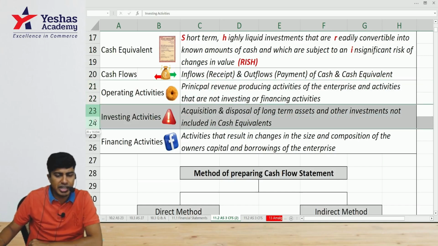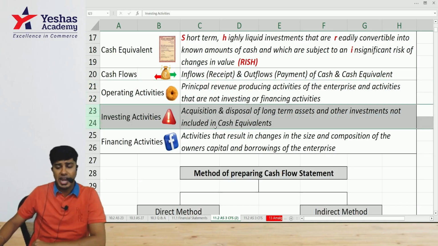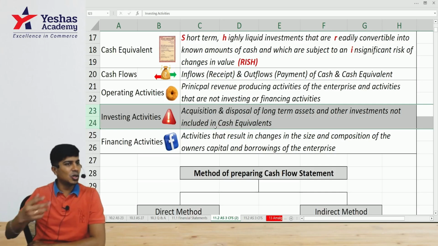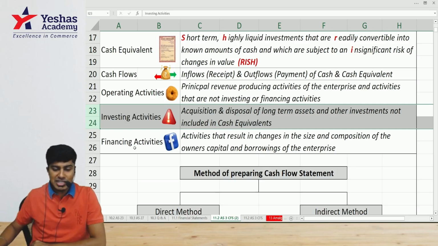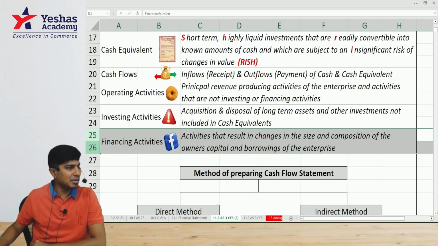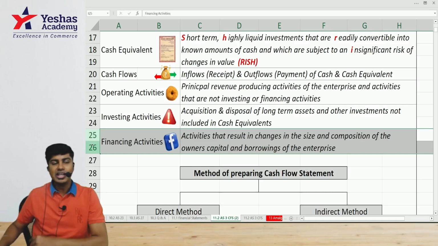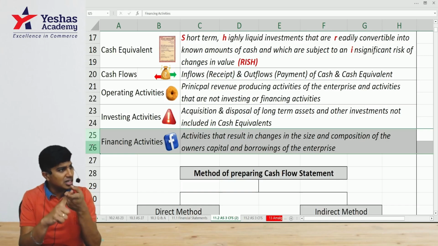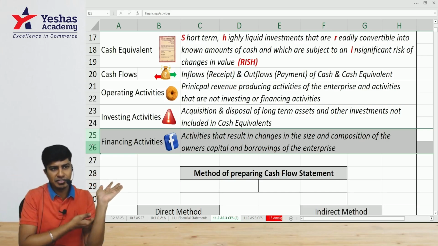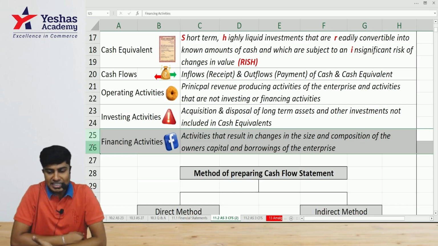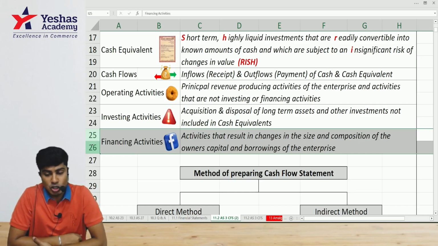Read the next one, investing activities. What is investing activities? Acquisition and disposal of long-term assets. I told you, you purchase an asset, investing activity. To sell an asset, investing. What is financing activity? Raising the money or repaying the money or paying interest against it or paying dividend. It can be issue of shares, issue of debentures, payment of preference dividend, payment of equity dividend, payment of debenture interest, redemption of debentures, redemption of preference shares, buyback of equity shares, everything is financing. Please read what is financing activity. Activities that result in changes in the size and composition of the owner's capital and borrowings of the enterprise.